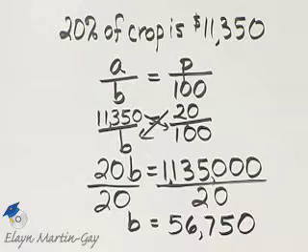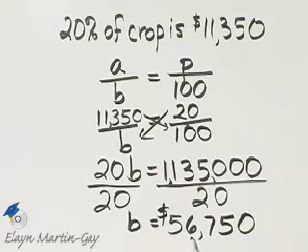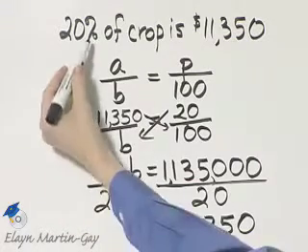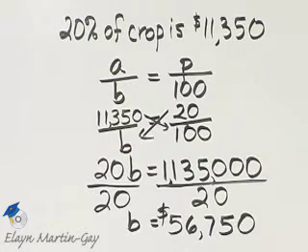56,750. What does that stand for? That is a dollar amount, and it does stand for the potential crop value. How can you check? Find 20% of this amount. It should be the 11,350.